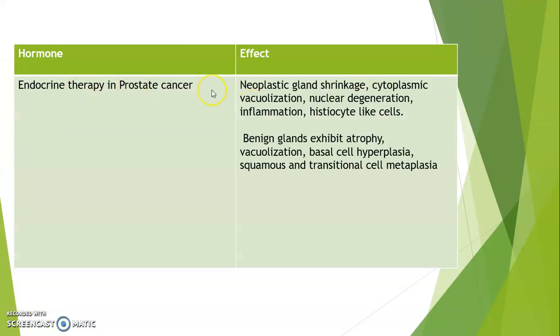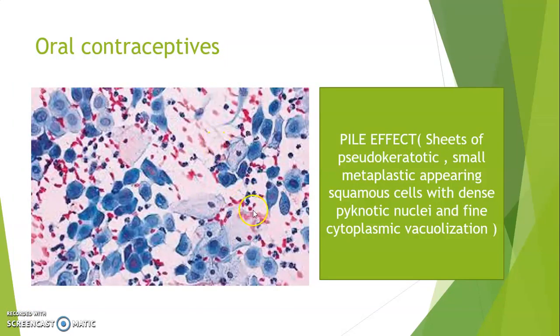Endocrine therapy in prostate cancer will cause neoplastic gland shrinkage, cytoplasmic vacuolization, nuclear degeneration, inflammation, and histiocyte-like cells may be seen. Benign glands exhibit atrophy, vacuolization, basal cell hyperplasia, and squamous and transitional cell metaplasia. This is the Pap smear showing use of oral contraceptive. The effect of oral contraceptive will lead to sheets of pseudokeratotic, small metaplastic appearing cells with dense pyknotic nuclei and fine cytoplasmic vacuolization.